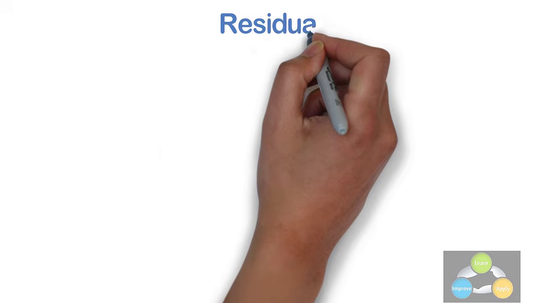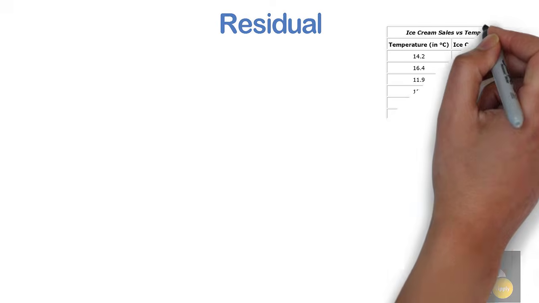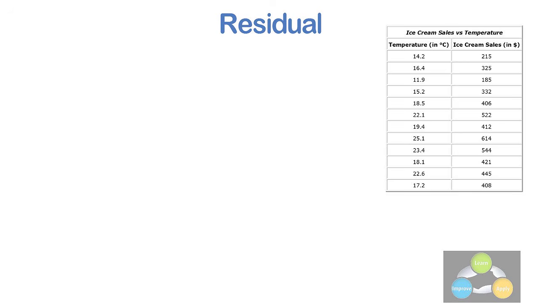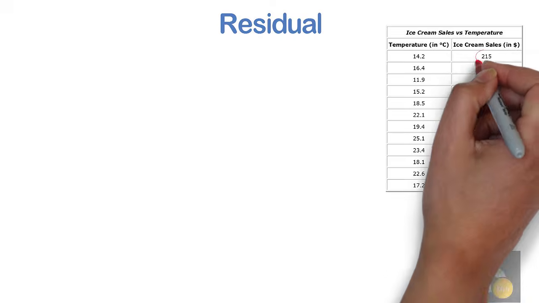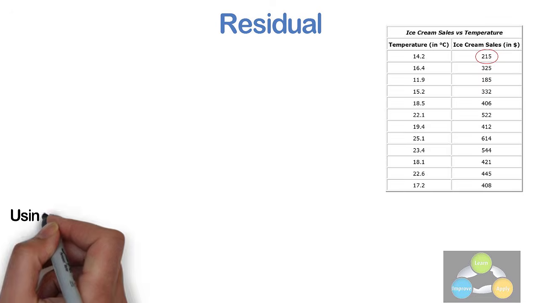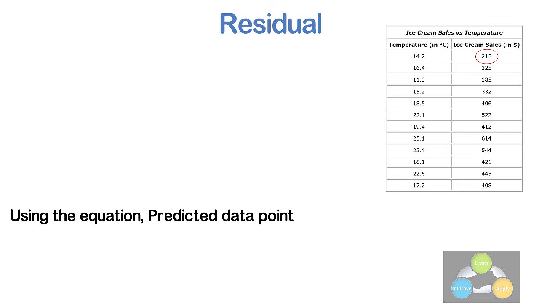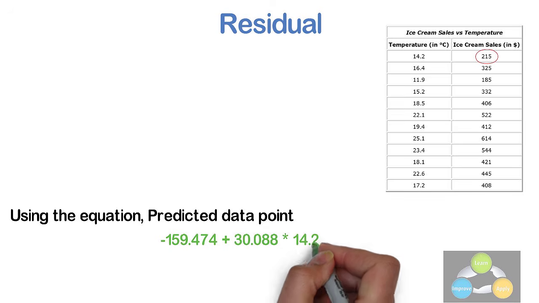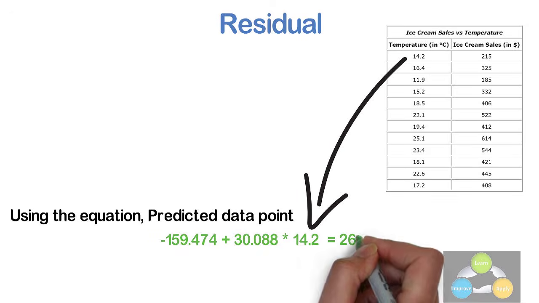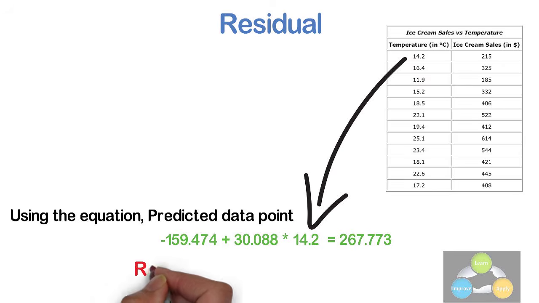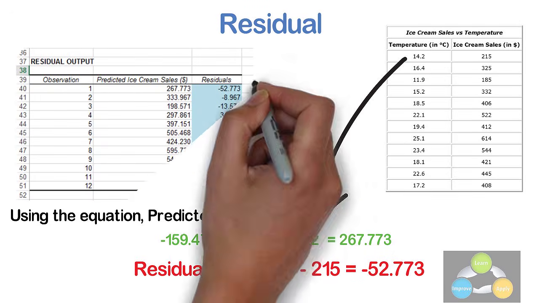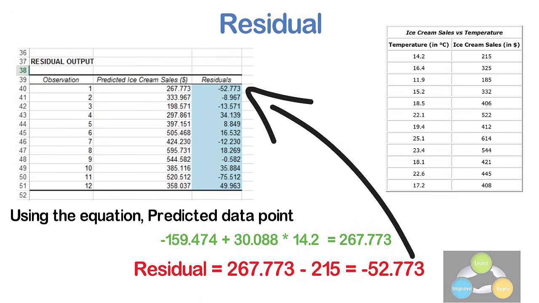Residuals. The residuals show you how far away the actual data points are from the predicted data points using the equation. For example, the first data point equals 215. Using this equation, the predicted data point equals minus 159.474 plus 30.088 times 14.2, which is equal to 267.773, giving a residual of 267.773 minus 215, which is equal to minus 52.773. We can easily see this in the diagram.